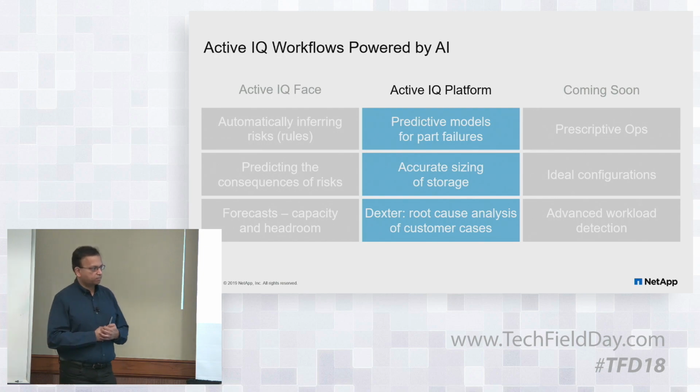Sorry, going back to that accurate sizing of storage. Because you're using ML, AI, all of your prior history, does that mean it actually uses real data in terms of compression ratios and that sort of thing instead of optimal values or optimal guesses at what you would get?